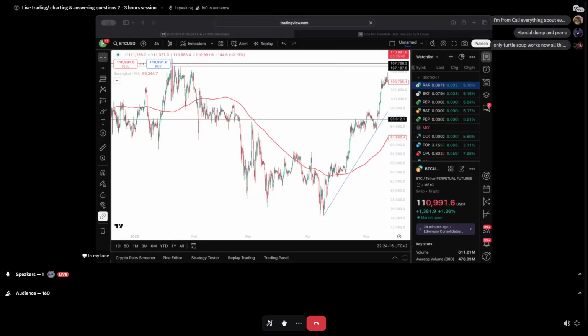You want to learn how to spot volume? Okay, let me see if I find anything. Usually you can see me trade the same coins all the time, because now I know how they work. You can't just change. Yeah, exactly.